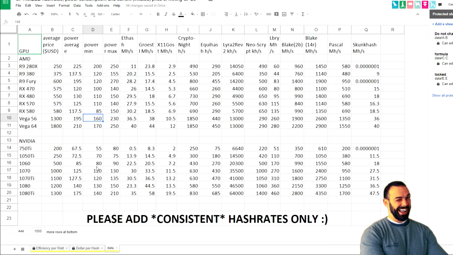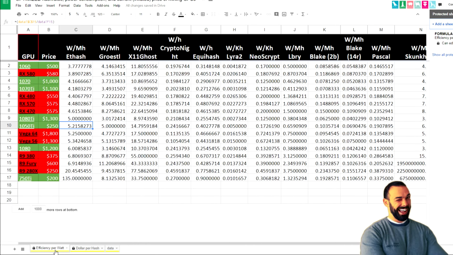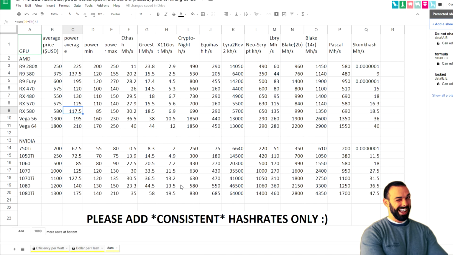And what that's going to do is adjust the average power consumption over in this field. And that is how the efficiency is calculated: comparing the average power consumption to the hash rate. Make sense? And the reason I'm using the average is because it would take a lot more calculation.